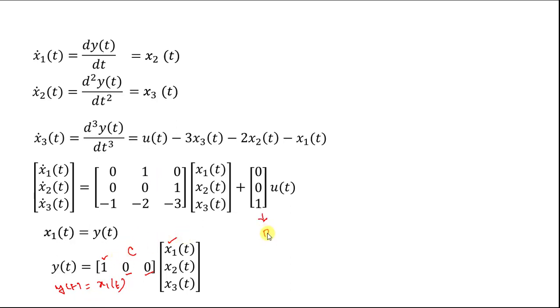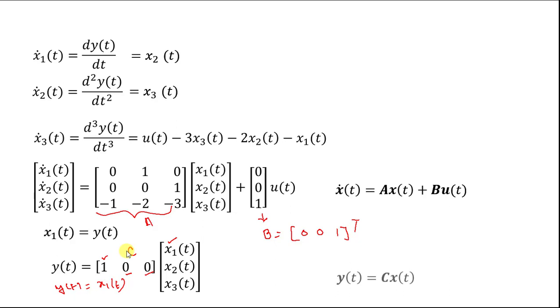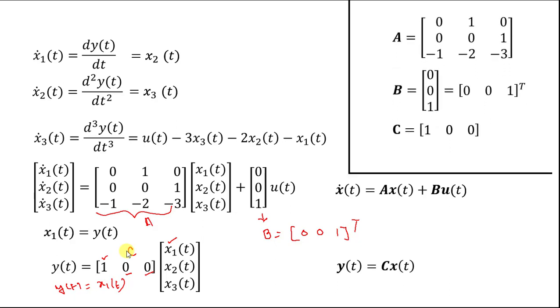Given that the B matrix is the transpose of this, 0, 0, 1 is the transpose of this. So matrix A is this and matrix C is this. This is the representation in state space format, and y(t) is this. So matrix A is here, matrix B is this, and matrix C is this, so option A is correct. This is the question from GATE 2019. Thank you.